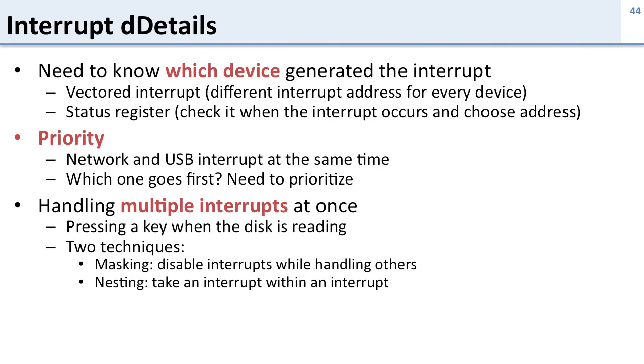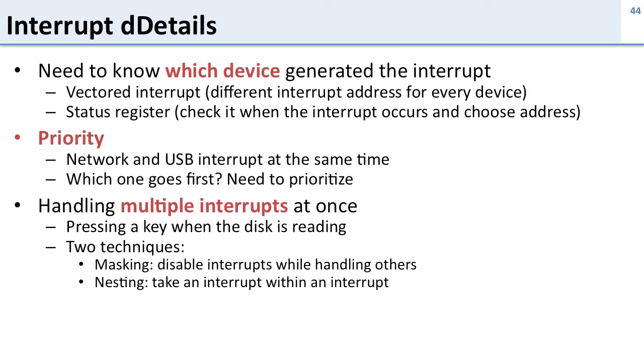And there's the tricky issue of handling multiple interrupts at once. So what happens if you press a key when the disk is reading? Well, there are two ways to handle this. The first is masking. That is, while we're taking care of the disk read, we can disable all the other interrupts, and then we won't get that keyboard interrupt. Of course, we'll lose it.